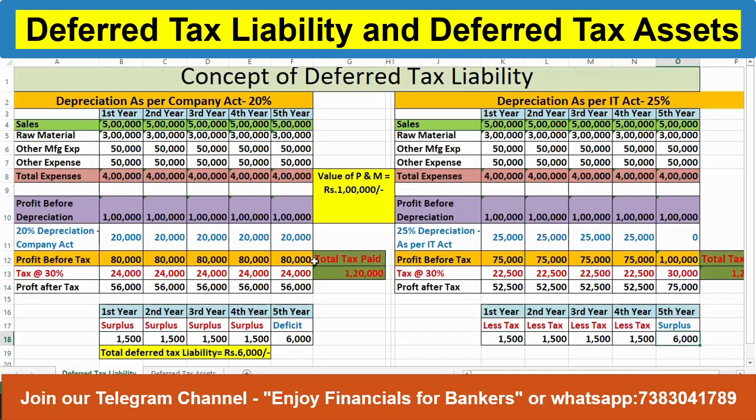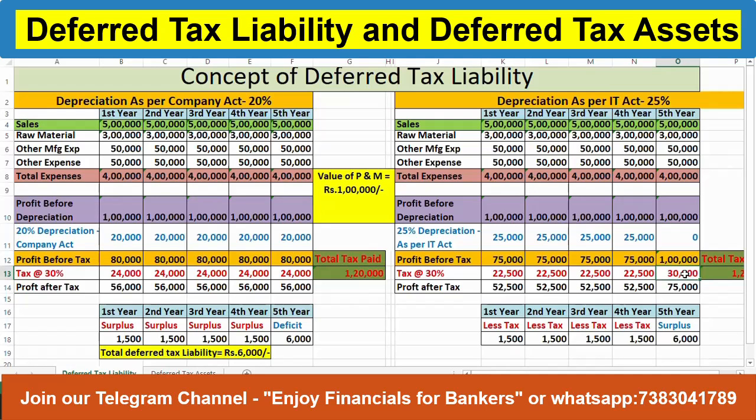So in the last year, as per the Company Act, the company has still debited 24,000. But as per the Income Tax Act, there is no depreciation, and because of this the tax has now increased from 22,500 to 30,000 rupees, whereas as per the company it is uniform at 24,000. So in the current year the company has debited 24,000, whereas it has to pay 30,000. So there is a difference of exactly 6,000 rupees.